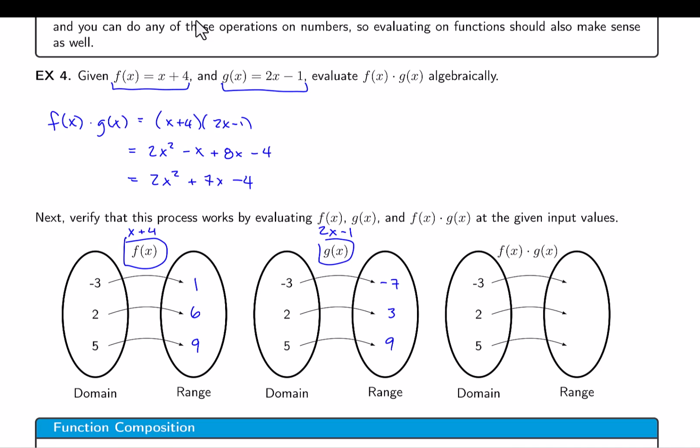Okay, now the product, f of x times g of x, so that's that function 2x squared plus 7x minus 4. Okay, so if I were to evaluate this, I'm actually going to grab a calculator just to make sure I'm not making any arithmetic errors as I go along here.